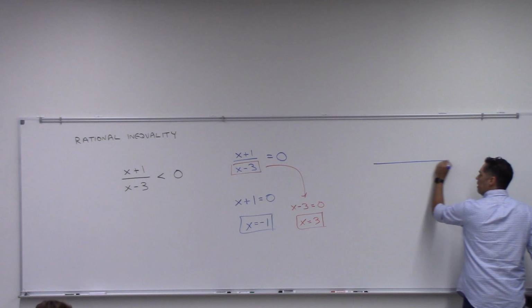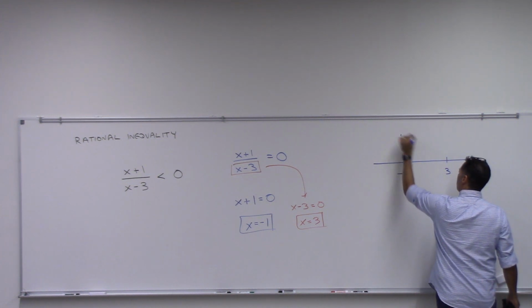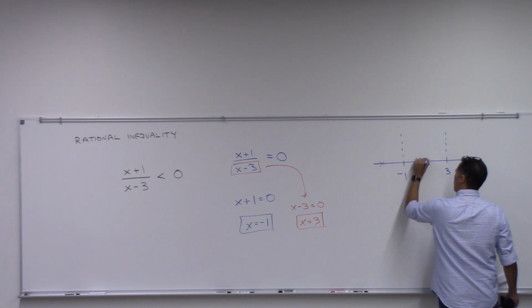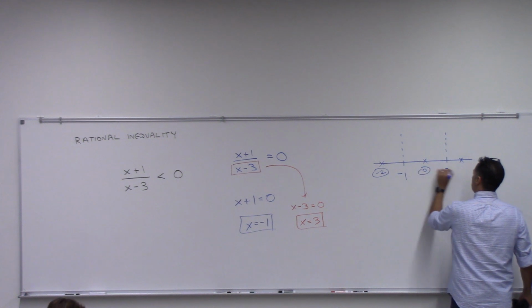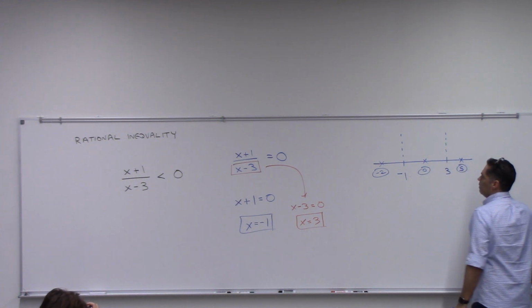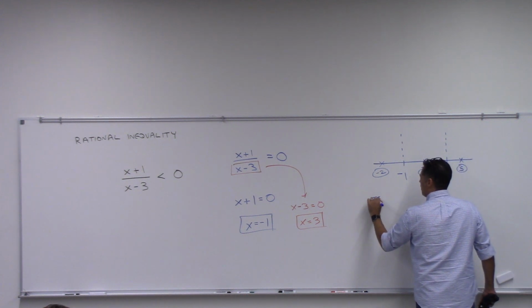I put my 3 here. I put my negative 1 here. That breaks up my number line. And I pick test points. Let's go with negative 2. Let's go with 0. Let's go with 5. You ready to test them? Good. Let's test negative 2.